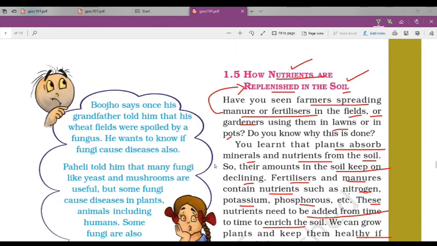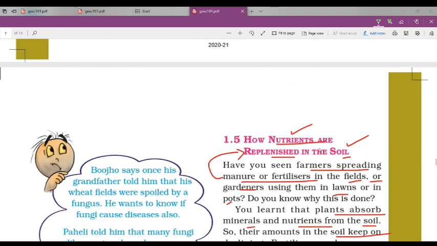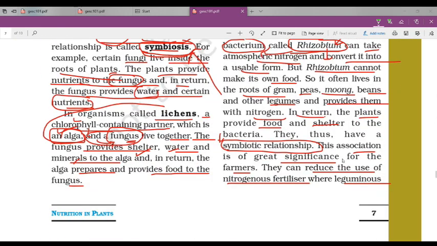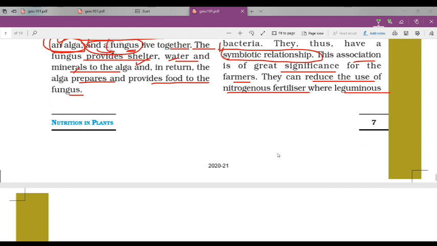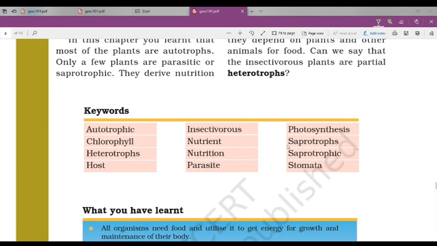Now you have studied how nutrients are replenished in soil. Whatever nutrients are lost are replenished in the soil by using manure, fertilizer and planting leguminous plants. So we have studied all these things.